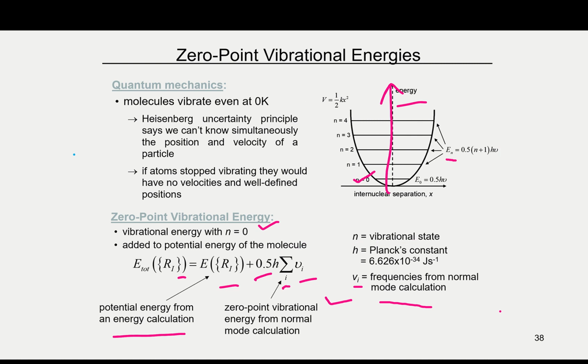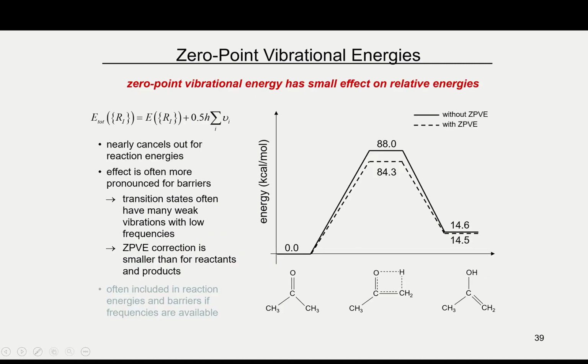It means we're going to take that at 0 K, and you should remember the Heisenberg uncertainty principle. If it stops, it means that there will be no velocity and well-defined position, because you can't know these two at the same time. You should remember this last equation, which tells you about the E total at R1 is equal to E(R1) plus 0.5 h summation of vi. Okay?